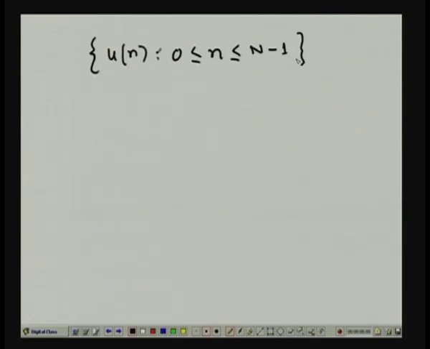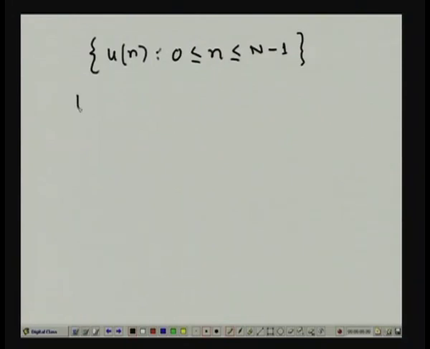Obviously, you can see that this is a one dimensional sequence of samples, and because the sample size is capital N, that is we have capital N number of samples, I can represent this set of samples by a vector, say u, of dimension capital N. So, I am representing this by a vector u of dimension capital N.